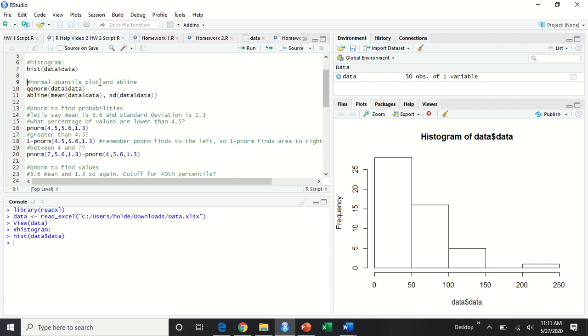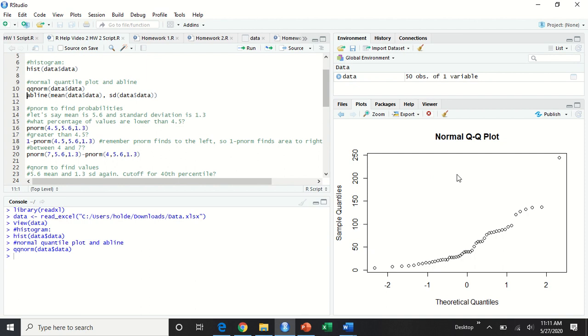Next, for the normal quantile plot and abline, do qqnorm again with your data name and the column, and it will appear on the bottom right where figures always appear. To create the abline, do abline, mean, data name, dollar sign, column again, and then comma, sd, data name, dollar sign, column. Run these and you get your abline.